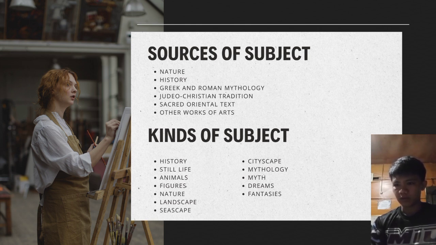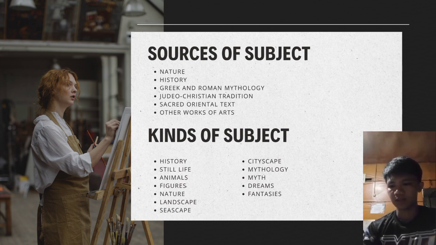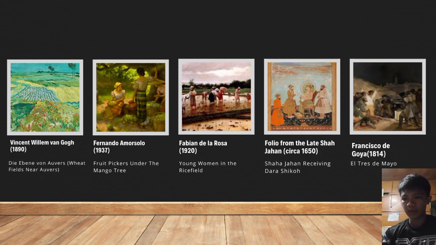Source of subject: nature, history, Greek and Roman mythology, Judeo-Christian tradition, sacred Oriental text, other works of arts. Kinds of subject: history, still life, animals, figures, nature, landscape, seascape, cityscape. Methodology: myth, dreams, fantasize.